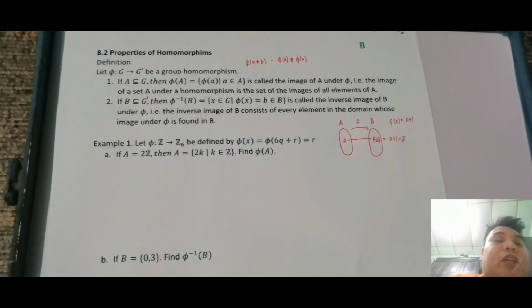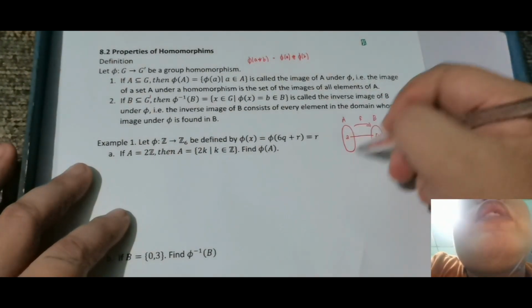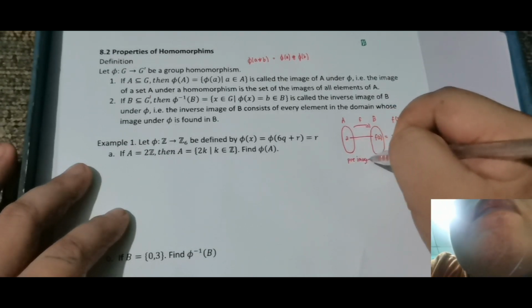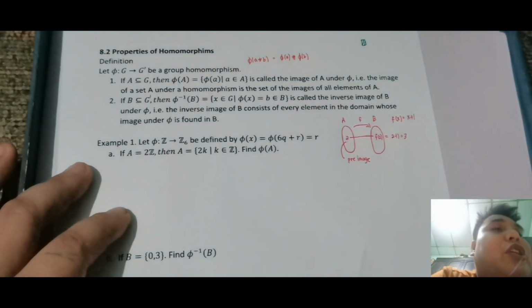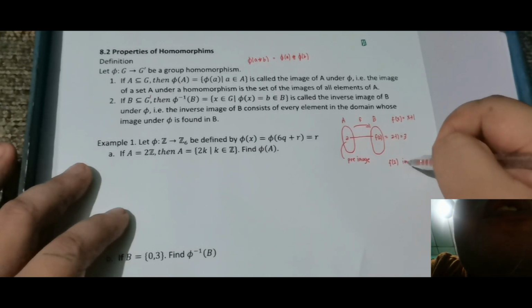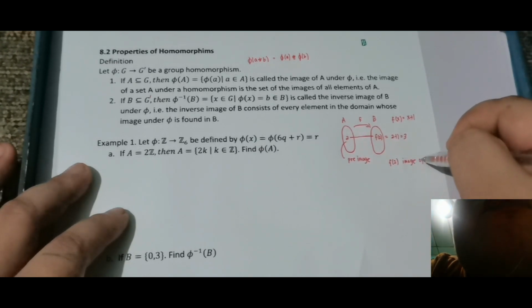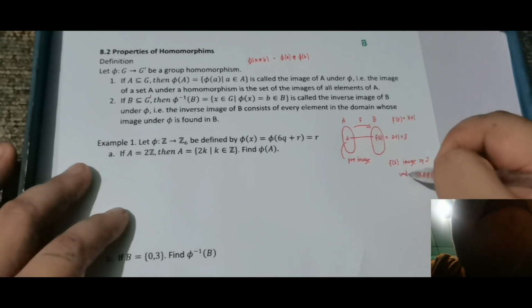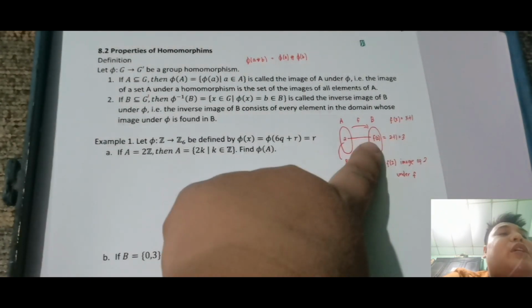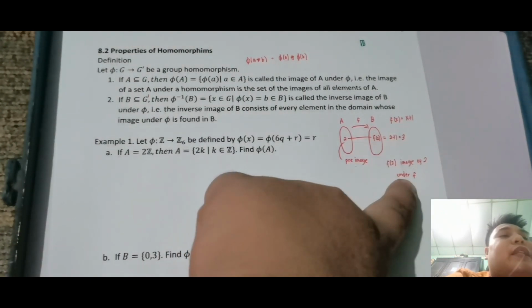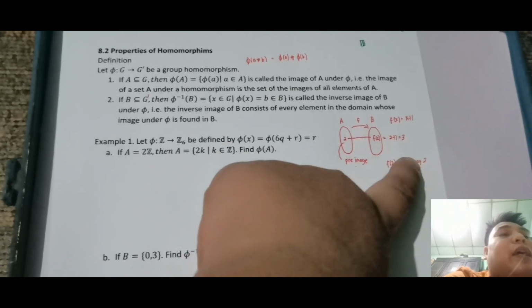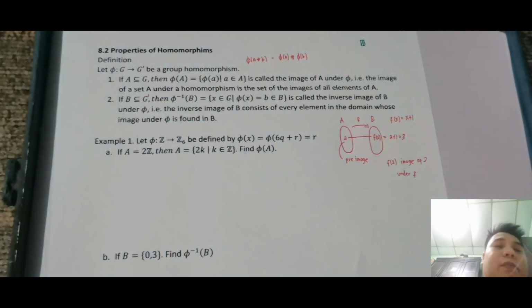Okay, so ganun yung idea. Ngayon, ano tawag kay 2? Ang tawag kay 2 is pre-image. Ang tawag naman dito sa F of 2 is the image, ito ay image of 2 under F. So si 2 is pre-image, si F of 2 is the image of 2 under F, that is 3. So si 3 is image of 2 under F. Yun yung ibig sabihin. Ngayon, punta tayo dito sa subject natin.